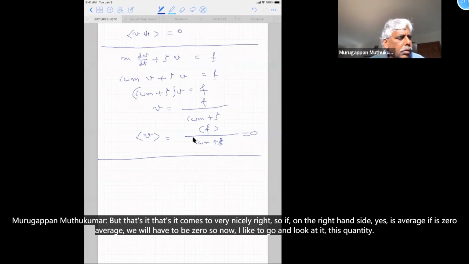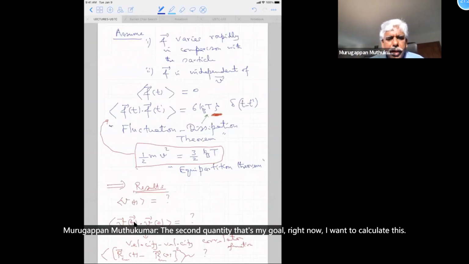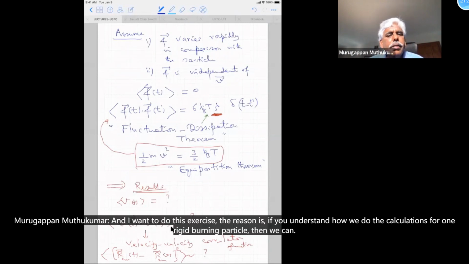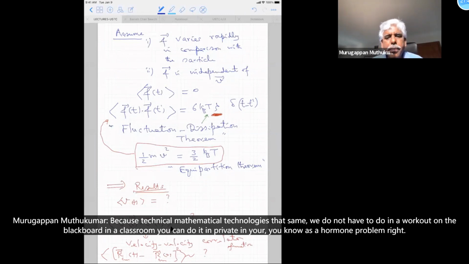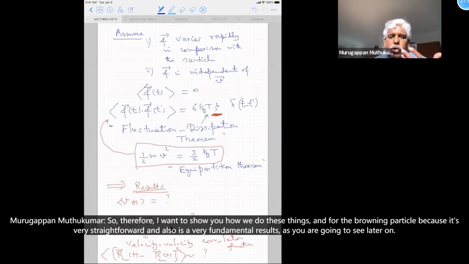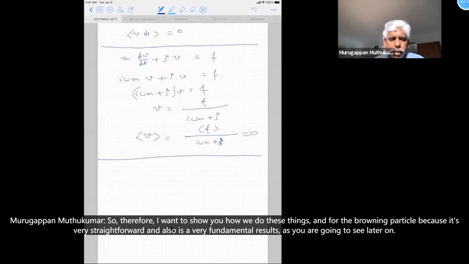So now I would like to look at the second quantity. That's my goal right now. I want to calculate this, and I want to do this exercise. The reason is, if you understand how we do the calculations for one rigid Brownian particle, then we can accept the way we calculate the velocity-velocity correlation function for polymer chains as well. Because the technical mathematical technology is the same, we do not have to work it out on a blackboard in a classroom. You can do it in private as a homework problem. So I want to show you how we do these things for the Brownian particle, because it's very straightforward. And also it's a very fundamental result, as you are going to see later on.